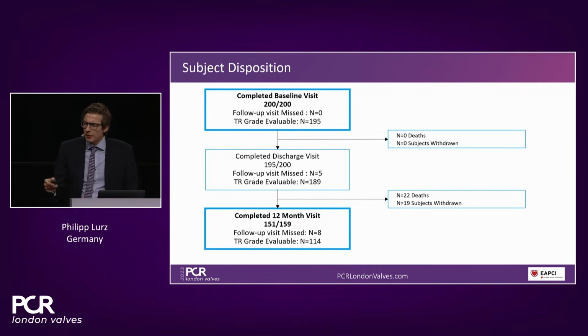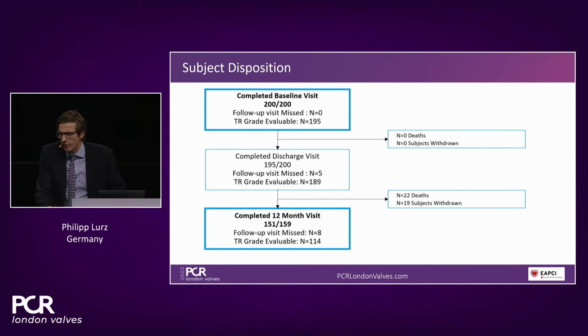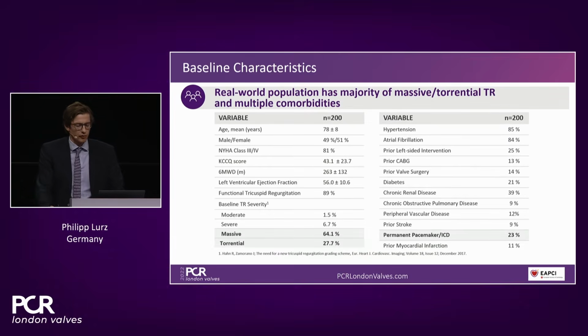In the following, I will share with you some 1-year data. 200 patients could have had the 1-year follow-up visit, but out of these patients, some obviously dropped out because of death. 19 subjects have withdrawn consent. There were follow-up misses of 8, so that leaves us with 151 patients. Unfortunately, as seen with many other studies, this was performed in the midst of the COVID pandemic. We could do follow-up by telephone only in 29 patients, so we do have echo data of 114 patients.